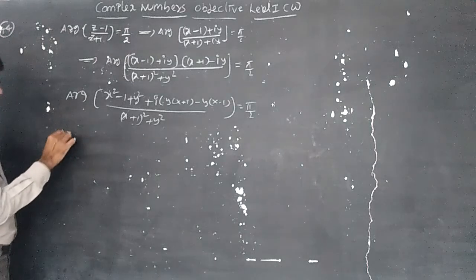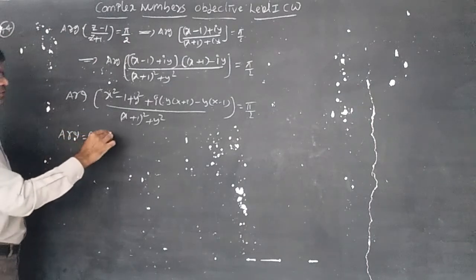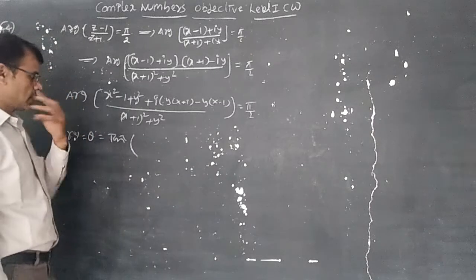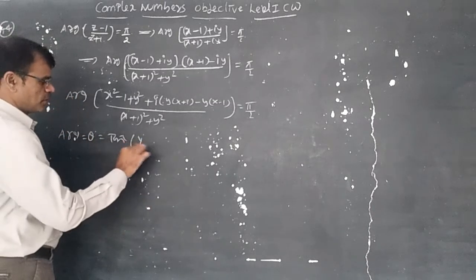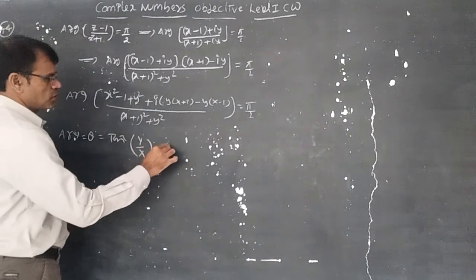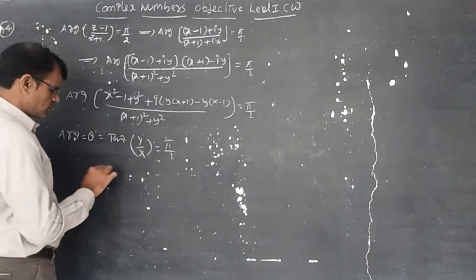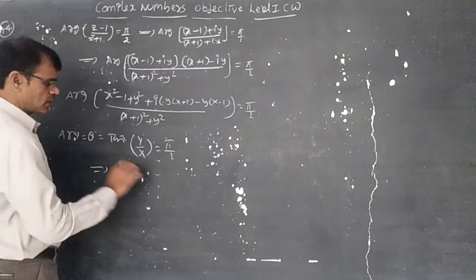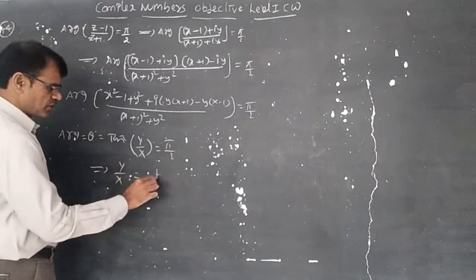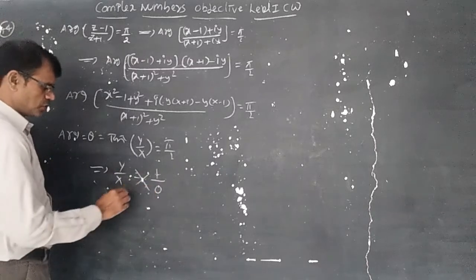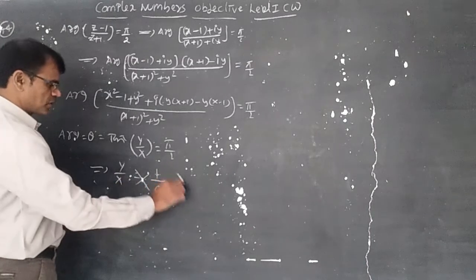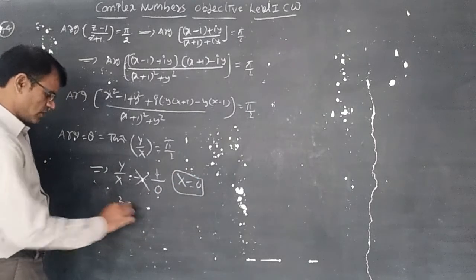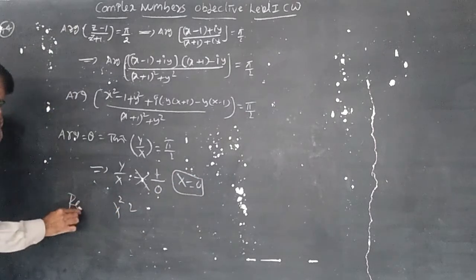So argument, meaning theta, is equal to tan inverse of imaginary part by real part. Imaginary part by real part is equal to pi by 2. So theta is equal to tan inverse y by x, which is equal to pi by 2. That implies capital Y by capital X, meaning imaginary part by real part, is tan pi by 2. Tan pi by 2 becomes infinity, you can understand as 1 by 0. By taking cross multiplication, you can get the value x is equal to 0. The value x is nothing but the real part.